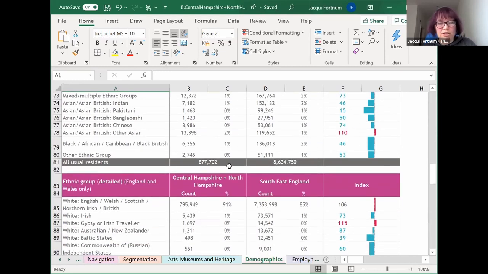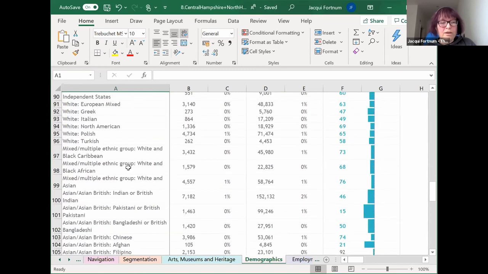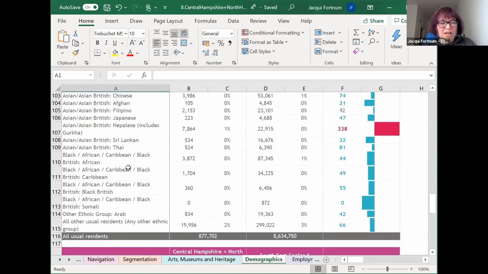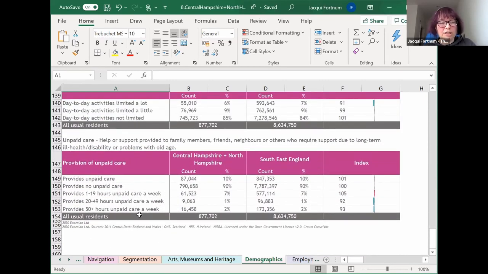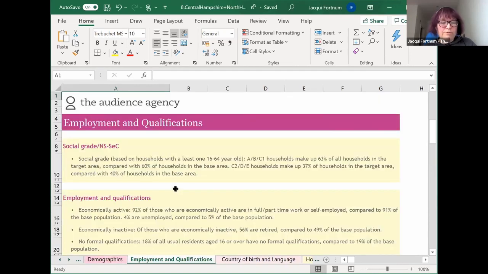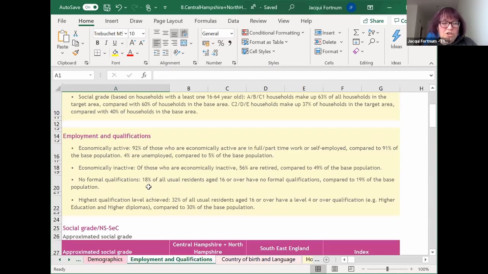You can see the index tables here, as I explained before. So there's a lot of granular information in here. And depending on the sort of activities you're planning and the type of audiences you want to target, each of these may be relevant to you at different times. And then as we go through the tabs, there's more information about social grade based on the Office for National Statistics NS-SEC gradings, which brings in employment and qualifications.